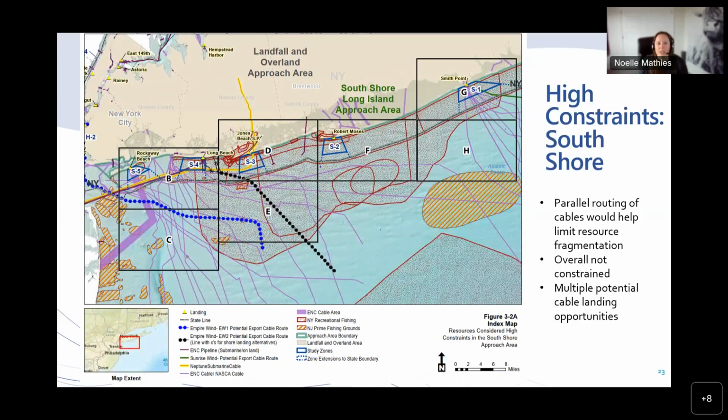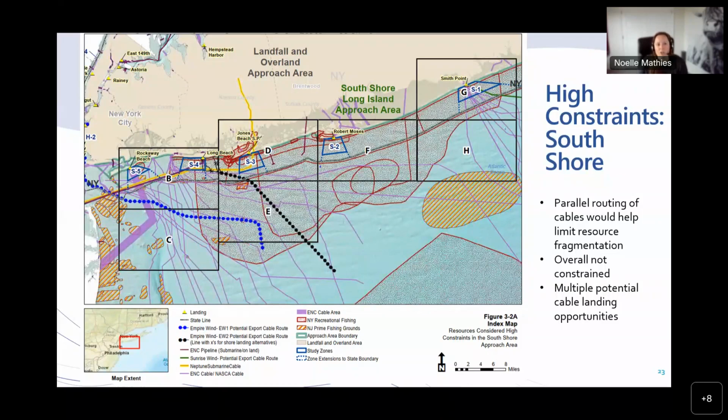On this map of high constraints in the South Shore approach area, mapped New York recreational fishing areas are represented by the red stippled areas, and mapped New Jersey prime fishing grounds are represented by the orange hash mark areas. Existing utilities are mapped with various color lines and symbology depending on type. Chartered cables are in purple, chartered pipelines in dark red, and the Neptune submarine cable in yellow. And finally, Empire Wind 1 and 2 propose export cable routes in the blue and black dotted lines, respectively. You can also see how the zones were drawn in along the South Shore to avoid constraints where possible, hence the trapezoidal shape of the blue outlined zones near the shore.